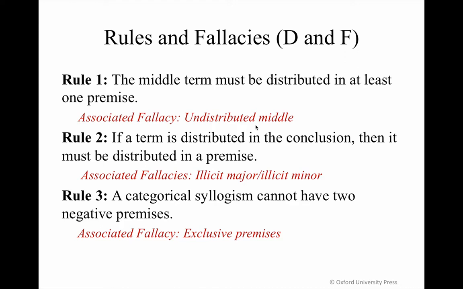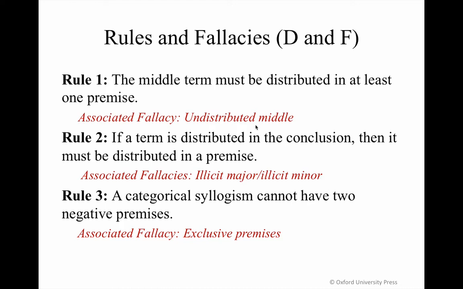Let's look at each of the rules in turn. Rule number 1 tells us that the middle term must be distributed in at least one premise. It doesn't have to be distributed in both premises, but at least one. If the middle term is not distributed, the argument fails, and the fallacy is known as undistributed middle. Rule number 2 tells us if a term is distributed in the conclusion, it must be distributed in its corresponding premise.